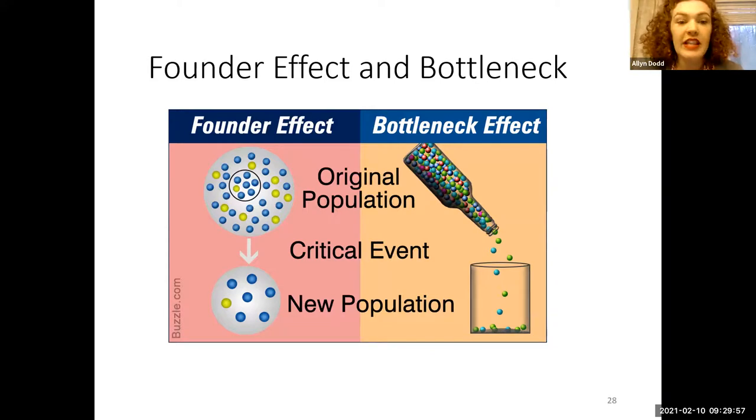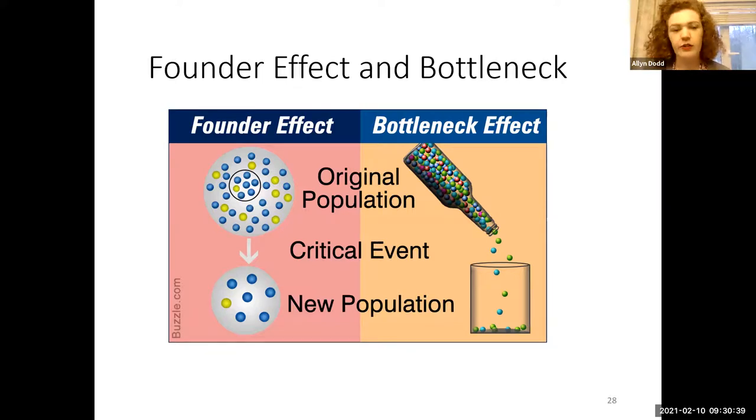So both of these are processes where you have a larger original population and then some critical event happens. Typically, with founder effect, some small subset of the larger population breaks off. And typically they go somewhere else. They're a founder population. That may be they explore a new island. That may be that they are somehow cut off through maybe a flood. So there's some sort of barrier to dispersal now, something like that. That's the founder effect. You have a founding population.